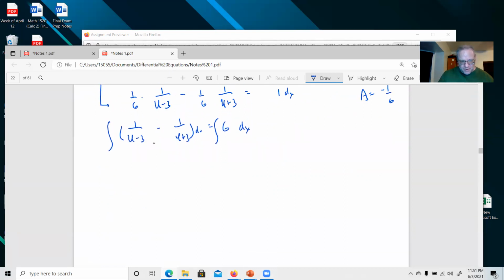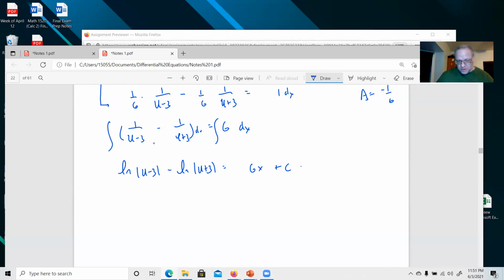So we have natural log of u minus 3 minus natural log of u plus 3 is equal to 6x plus c. Okay, now we are in for just a little bit of algebra, by which I mean this is going to be the next 4 pages.